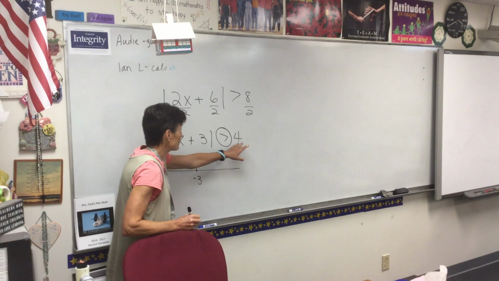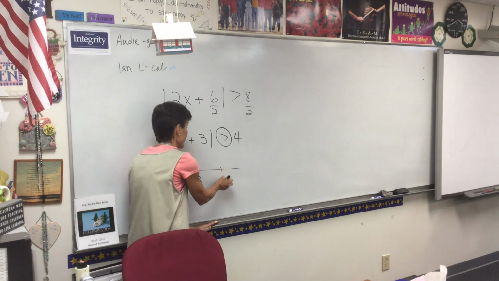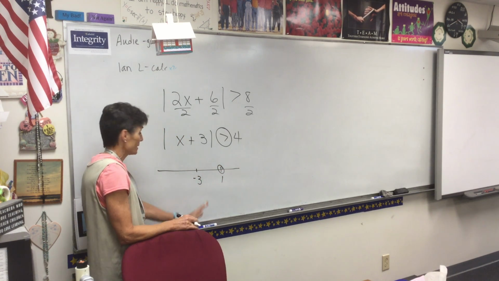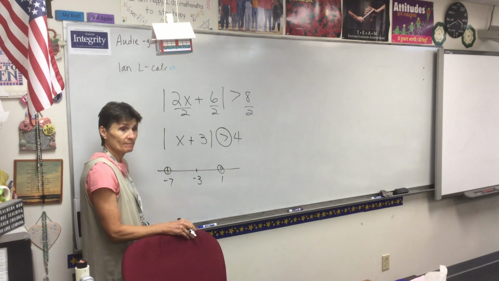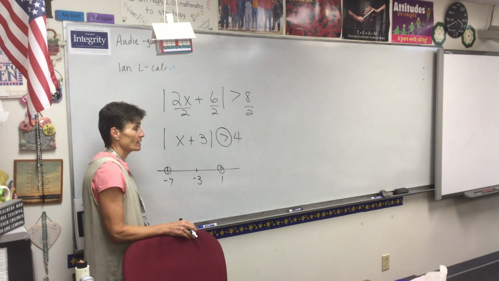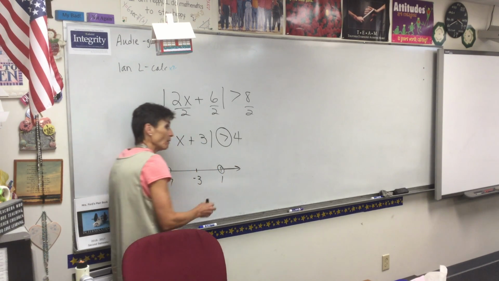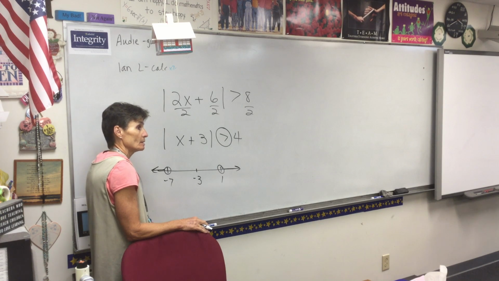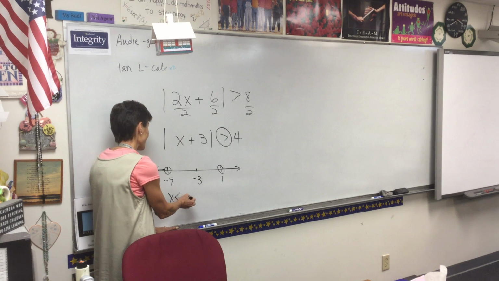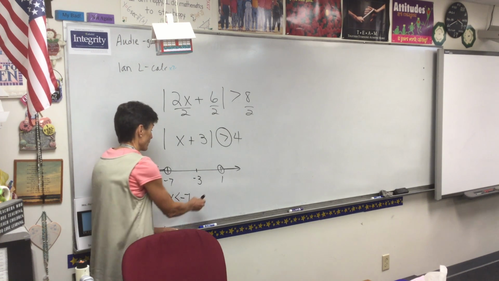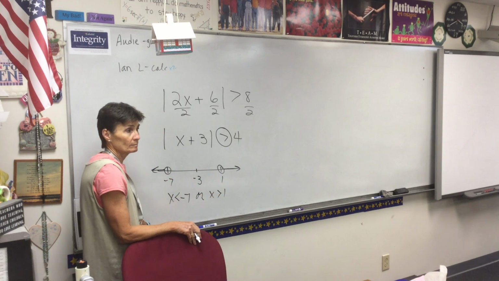And then I'm going to take this number and I'm going to add that amount, which would put me at 1, and subtract that amount, which puts me at -7. Since it's a greater than, we'll leave those dots open and we will shade out. And then we will write our answer. x is less than -7, or x is greater than 1.